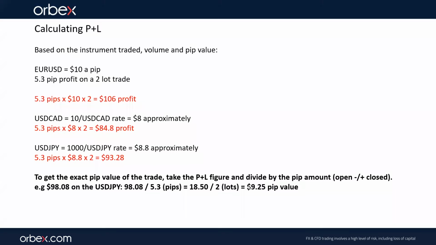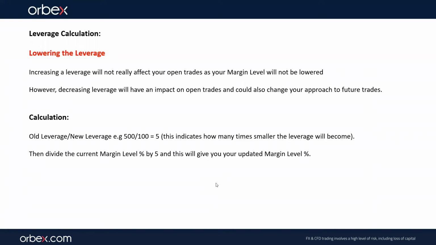So moving on with the presentation, and as I said, anything you want me to go back on or explain a little bit more, just let me know and we'll go into it. So leverage calculation. So lowering the leverage. This is important because increasing leverage will not really affect your open trades, as your margin level will not be lowered. However, decreasing leverage will have an impact on open trades and could also change your approach to future trades. So basically, if you want to lower your leverage when you have open trades, the calculation will be your old leverage divided by the new leverage. So example, if we want to go from 500 to 100 leverage, this is 5 times lower.